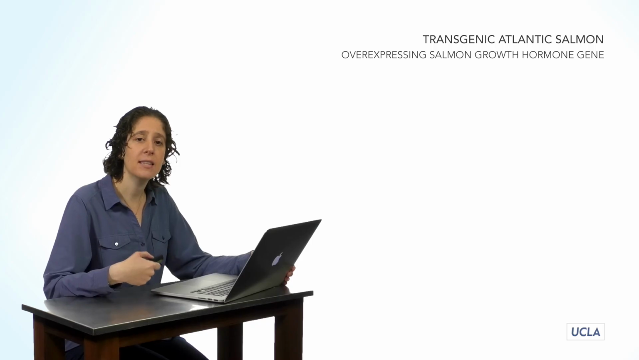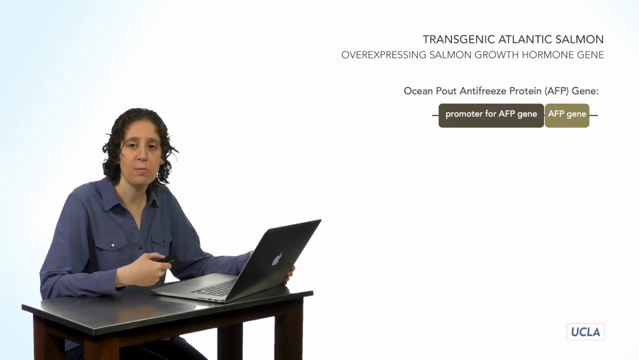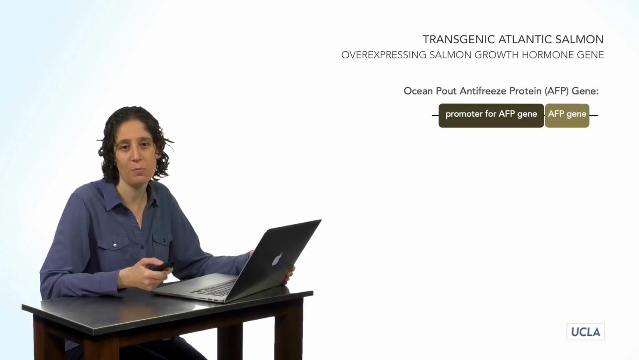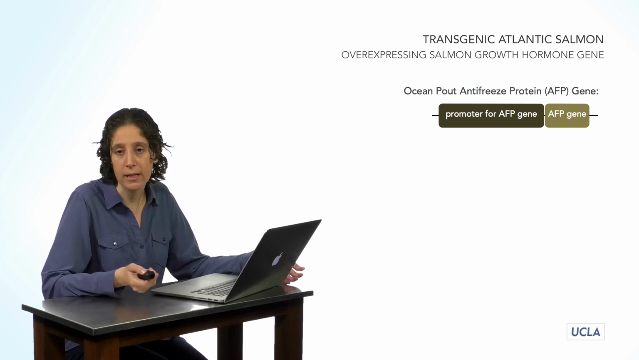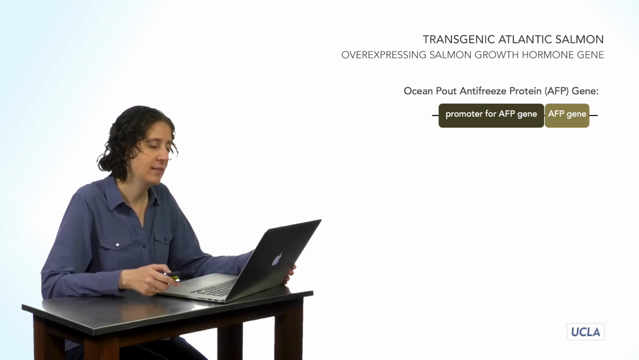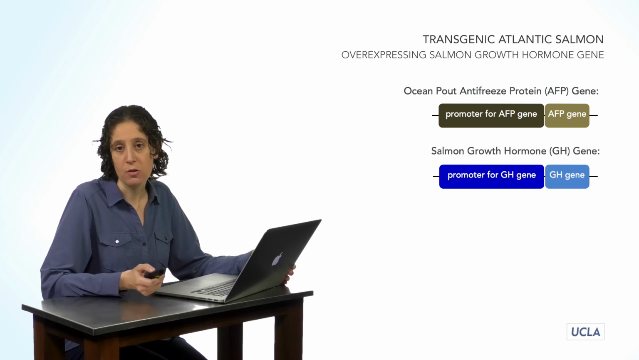To make a transgenic salmon that overexpresses the growth hormone gene, the first step is to generate the DNA construct for overexpression of a growth hormone gene. And the goal was to generate a construct that overexpresses a growth hormone gene throughout the body of the salmon. In this case, researchers used the promoter for an ocean pout antifreeze protein gene because this promoter drives expression throughout the whole body of the salmon. And they used this promoter to drive expression of a salmon growth hormone gene.